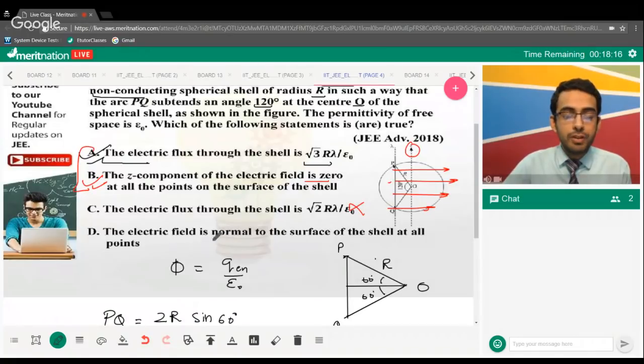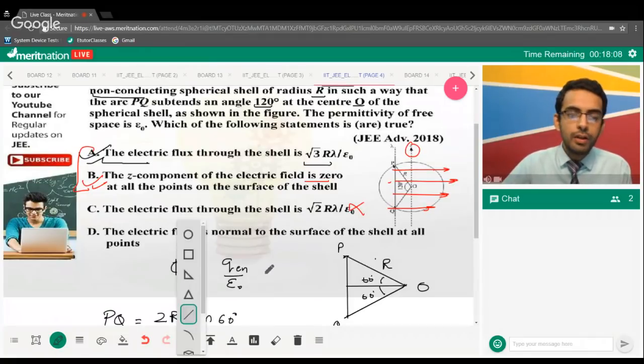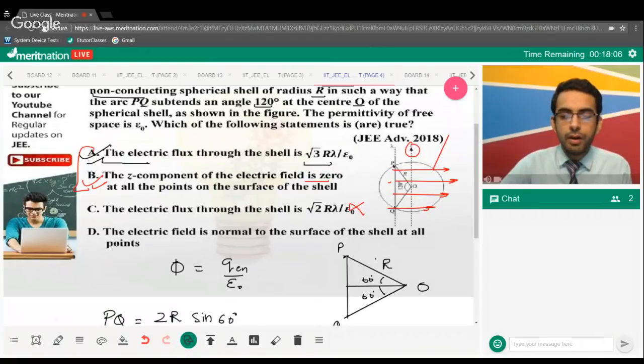The electric field is normal to the surface of the shell at all points. No, it's not possible. You can see that here, if you draw a normal, it will not have the same angle. If the electric field is normal to the surface, that means the normal vector at the surface is parallel to the electric field. So C and D cannot be correct. So only correct options are A and B. Now let's move forward to the next question.